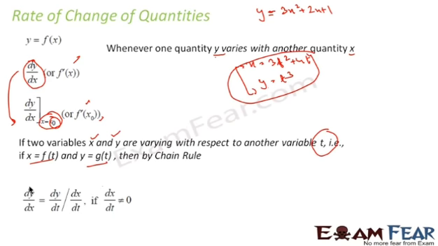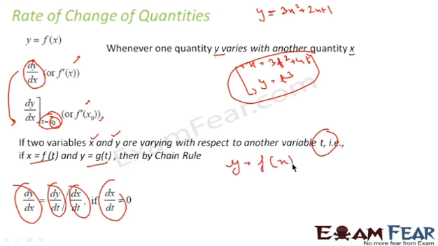If I want to find dy by dx, I can first get dy by dt and then dx by dt. You divide both, you get dy by dx. And the assumption is dx by dt should not be equal to 0 because this comes in the denominator and this becomes an infinite value. So rate of change of quantity, if you have y is equal to f(x), right? If I have to find rate of change of y with respect to x, I'll say dy by dx.